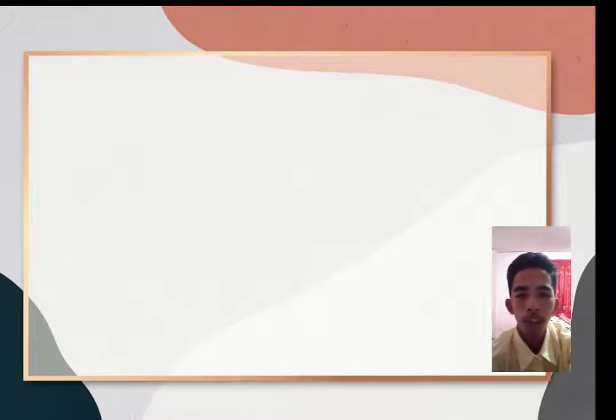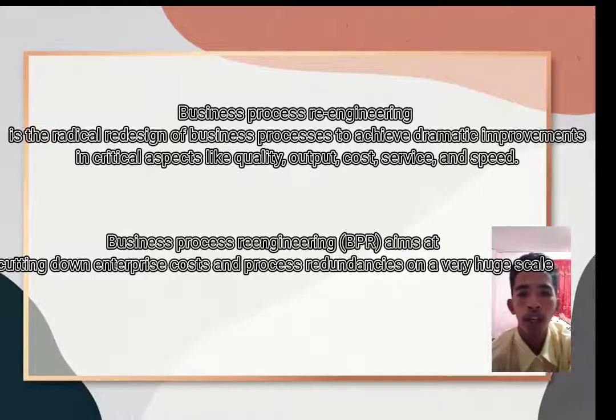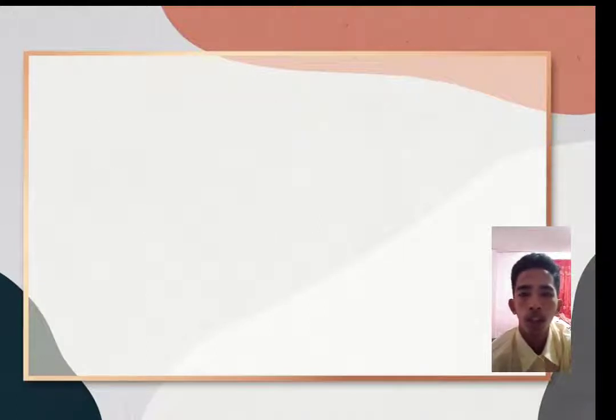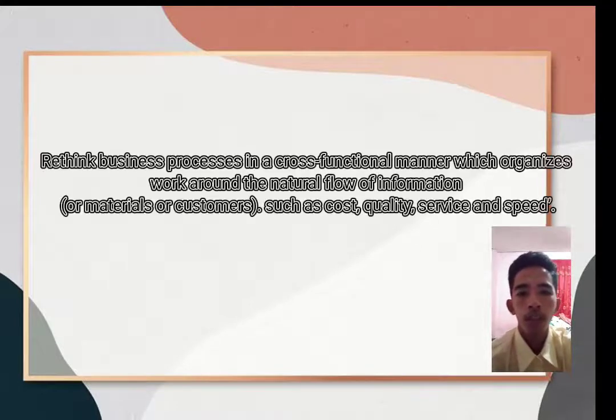Business process reengineering is the radical redesign of business processes to achieve dramatic improvements in critical aspects like quality, output, cost, services, and speed. Business process reengineering aims at cutting down enterprise costs and process redundancies on a very huge scale. Rethink business processes in a cross-functional manner, which organizes work around the natural flow of information, materials, or customers.